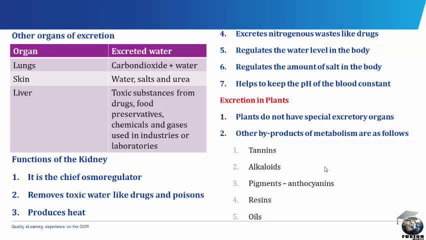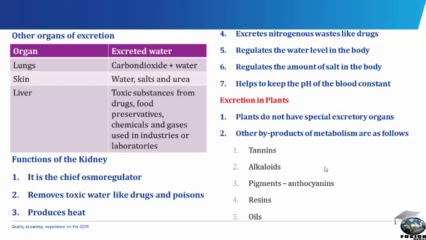Other organs of excretion. We have the lungs, skin, and liver. Lungs excrete carbon dioxide and water, while the skin excretes water, salt, and urea. The liver excretes toxic substances from drugs, food preservatives, chemicals, and gases used in industries or laboratories.